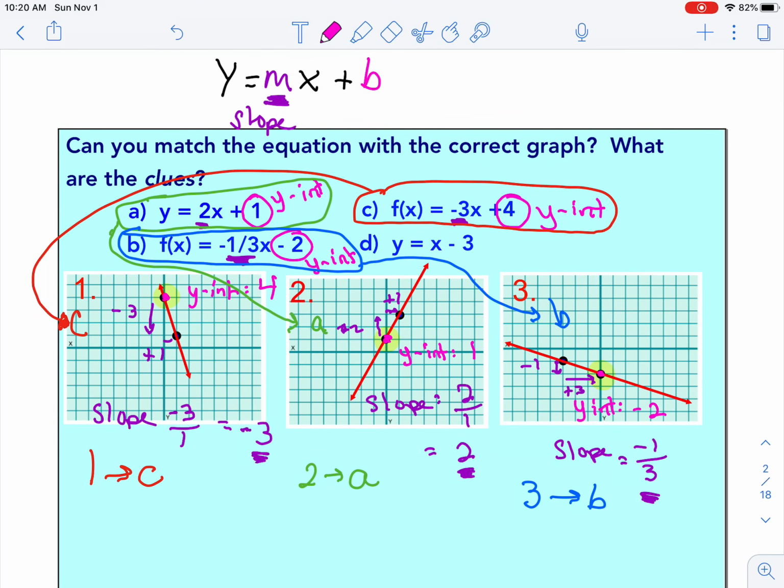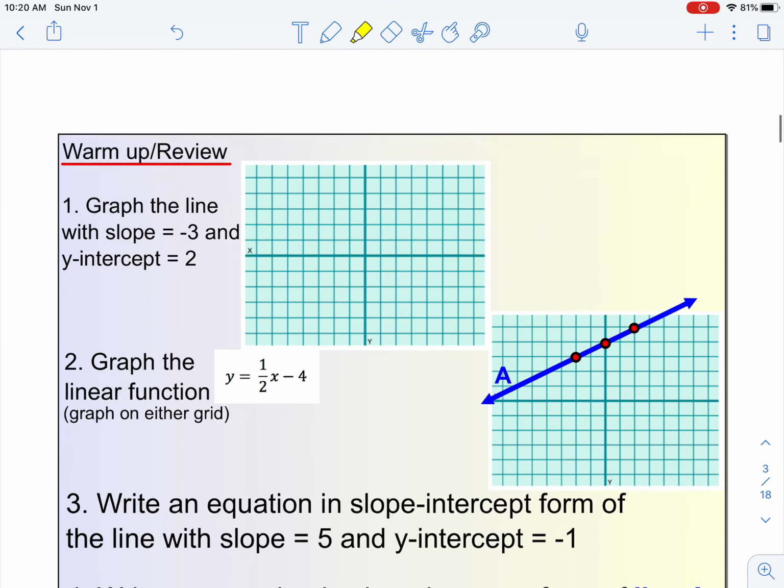Okay, so here's what you should have gotten. Number 1 is letter C. You can tell that from the clues of the y-intercept being 4. So you find the graph with 4 and match that up, and then you can double check with the slope. Number 2 is A. Again, use your clue first of the y-intercept. And number 3 is letter B. So if you have questions on those, maybe go back and review the lessons you've worked on so far to try to understand that a little bit better.